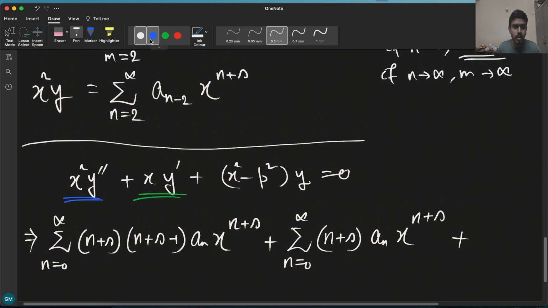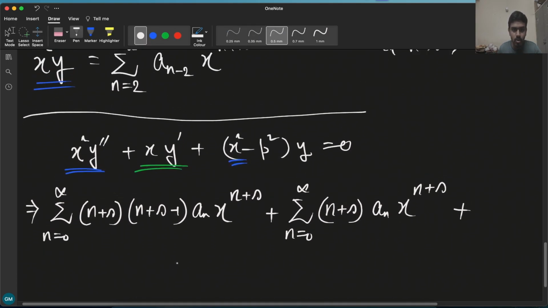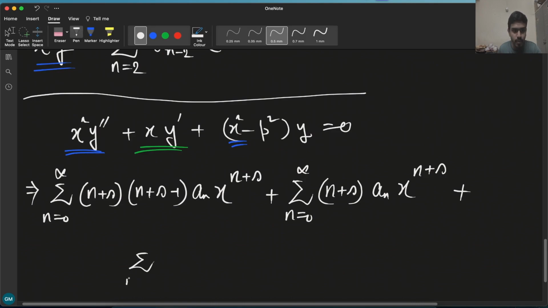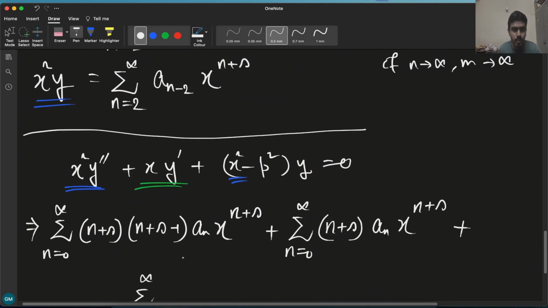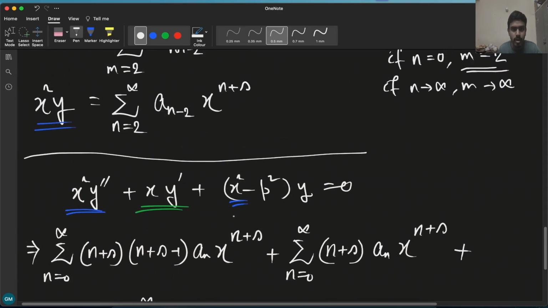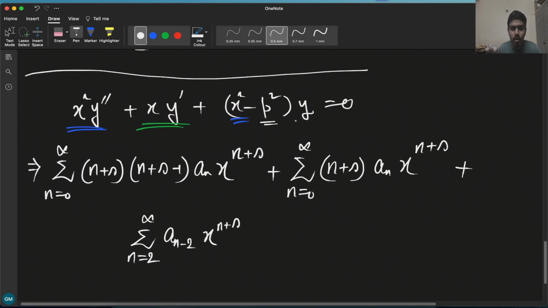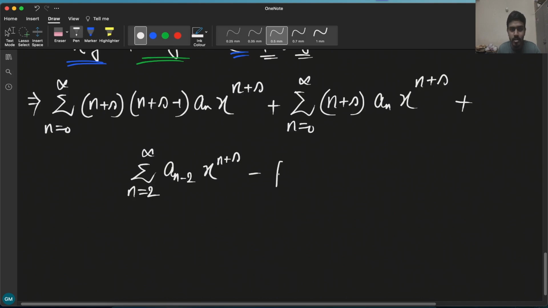plus this x square times y term, which is nothing but sum over n equals 2 to infinity a of n minus 2 x to the power n plus s, and minus this p square y, which is nothing but minus p square sum over a n x to the power n plus s, n equals 0 to infinity, equals 0.